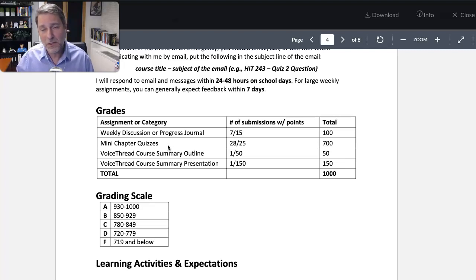So maybe you take the first one, you miss a few. By the time you take the second or the third one, you should be getting full points for that, and I only record the highest grade. So easy points. You should be able to get the 100 points for the weekly discussion and the 700 points for the chapter mini quizzes. That's pretty doable. That's 800 points out of the 1,000 for this class. And I made that part very doable, that base of 800 points.